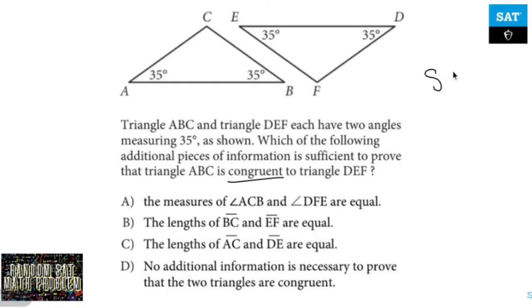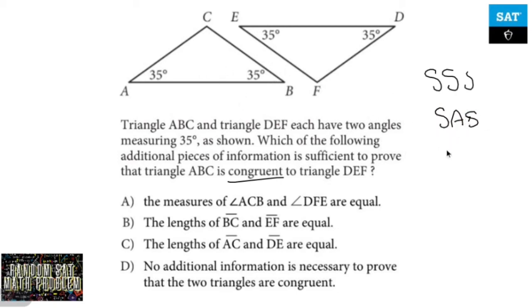We have SSS, which means if three sides of one triangle are congruent to three sides of another triangle, they're congruent. It's not what we're seeing here. I have SAS, which tells you that if two sides and an included angle are congruent, then the two triangles are congruent. Well, that's not what I have.